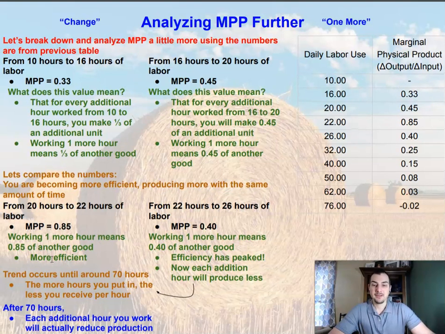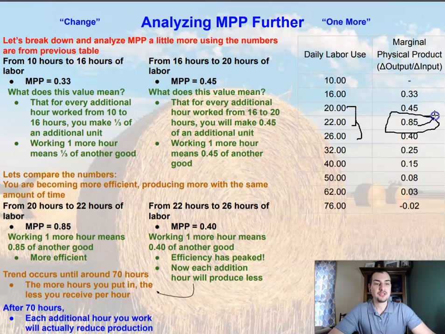So, what about if you keep increasing the number of hours? Well, you go from 20 to 22 hours. You increase in this time frame, and guess what? Now you're producing at 0.85. So you're producing more than even you were here or here per additional hour. So working one more hour is going to produce almost a whole good per hour.